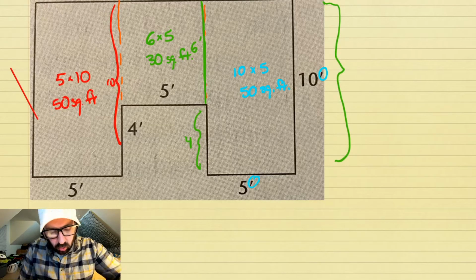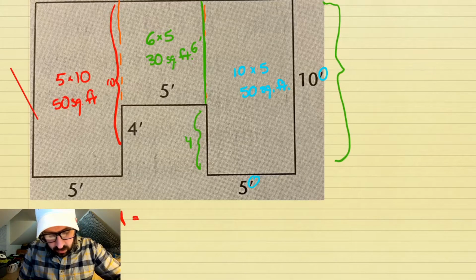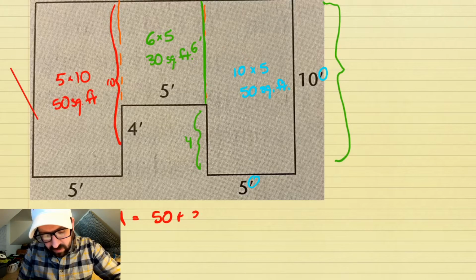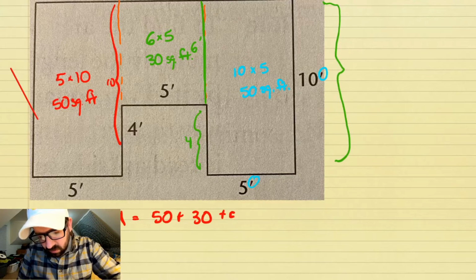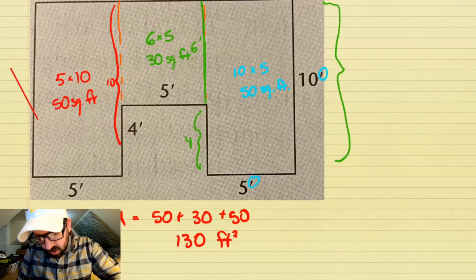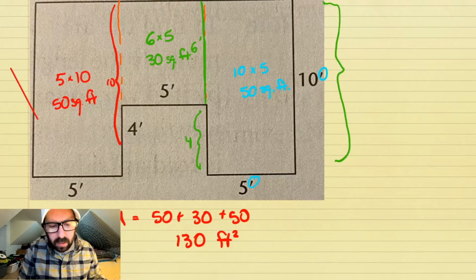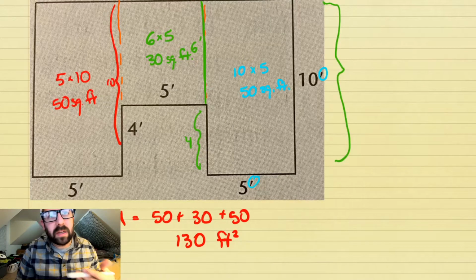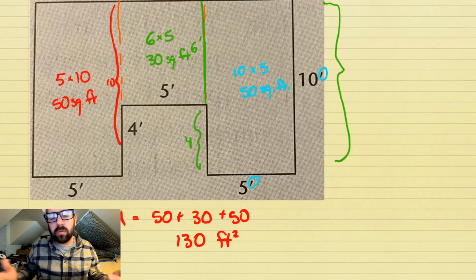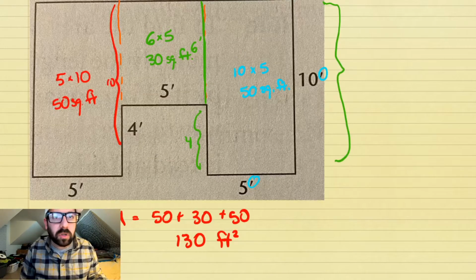And then to find the total area, I would just add this up. 50 plus the 30 plus the 50. And I should get 130 square feet. Feet squared or square feet, however you want to write it. So now, why that's important. Maybe you have to check what they sell carpet or hardwood floors in at the store. Maybe you know the coverage it will have. So that tells you how much you're going to pay.